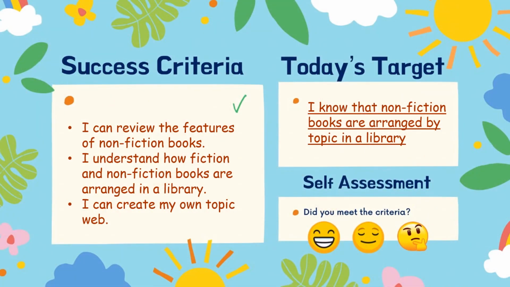So today's learning target was, I know that non-fiction books are arranged by topic in a library. And today you should have been able to review the features of a non-fictional book, which we did at the beginning by looking at the last lesson's questions. You understand how fiction books and non-fiction books are arranged in a library because you looked at that information all about the library, and you are able to create your own topic web using your own main topic and subtopics to go around it. I wonder how well you have done with your work today.